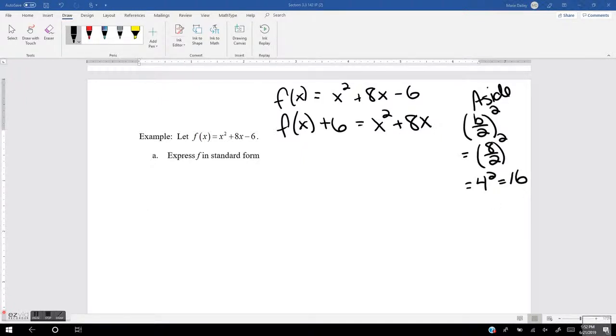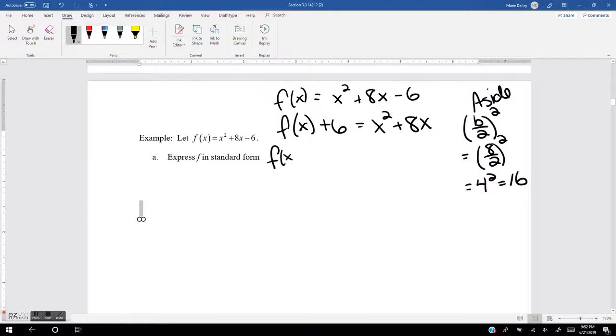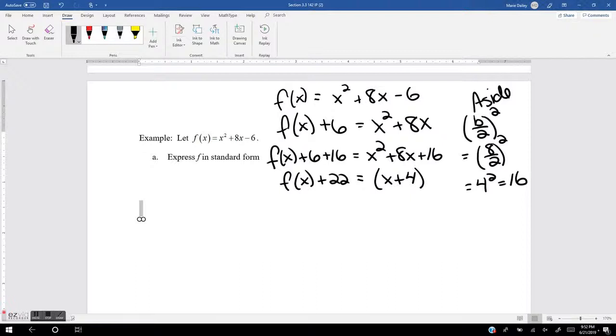We're going to take this magic number and add it to both sides of the equation. So f of x plus 6 plus 16 equals x squared plus 8x plus 16. Combining like terms on the left, and then factoring on the right.